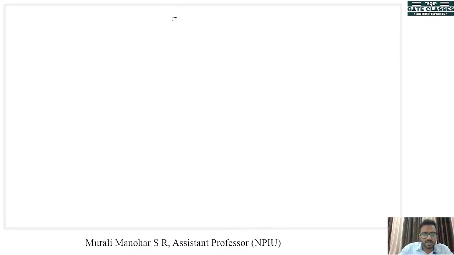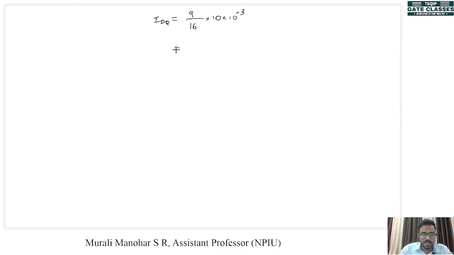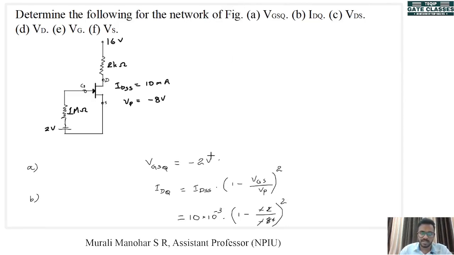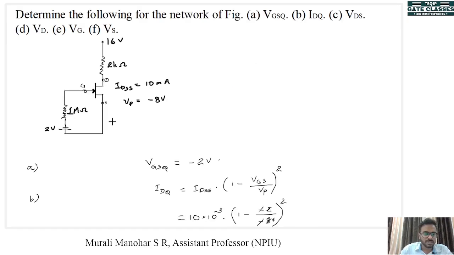So IDQ is equal to 9 by 16 into 10 into 10 to the power minus 3 ampere. Now this will give us 5.625 milliampere. So this is the value of ID, and we can see that this ID is less than IDSS. That should be the case. Now we got ID. What will be VDS? VDS is equal to VDD minus IDRD. There is no resistance in the source to ground circuit. Here we have the ground.